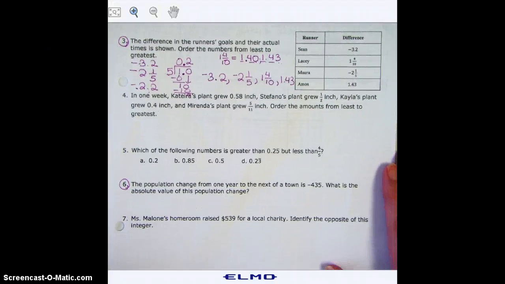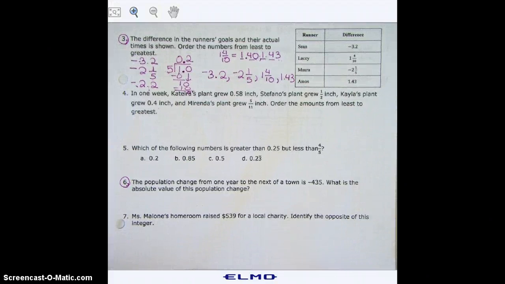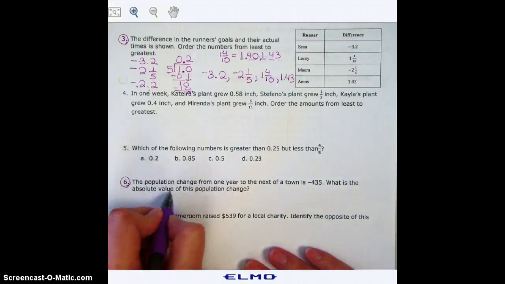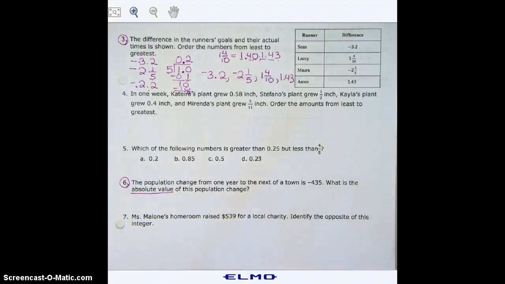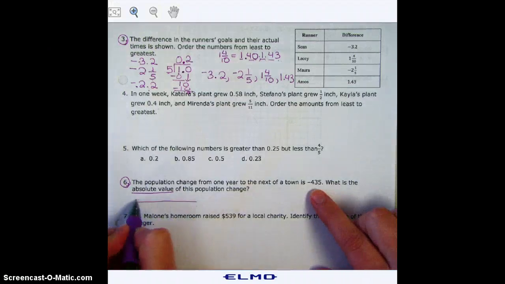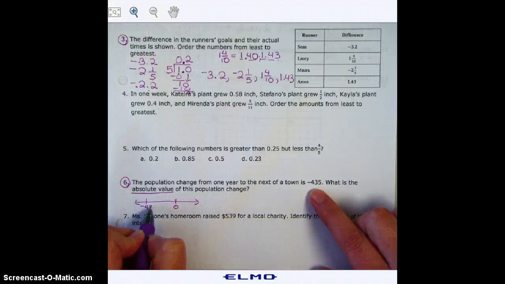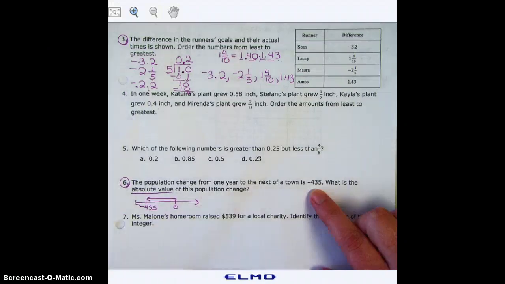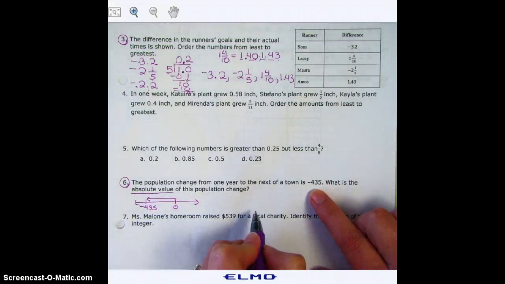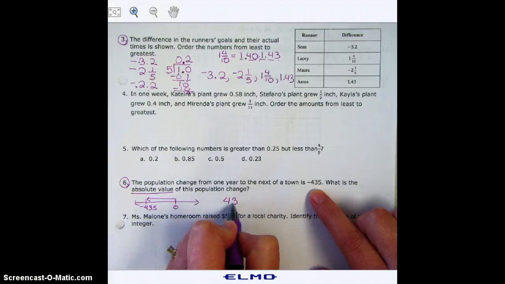All right, to question number 6. The population change from one year to the next of a town is negative 435. What is the absolute value of this population change? Remember, the definition of the absolute value is the distance a number is from 0 on the number line. So, negative 435 on the number line, starting at 0, would be 435 units to the left. So the absolute value of negative 435 is 435.